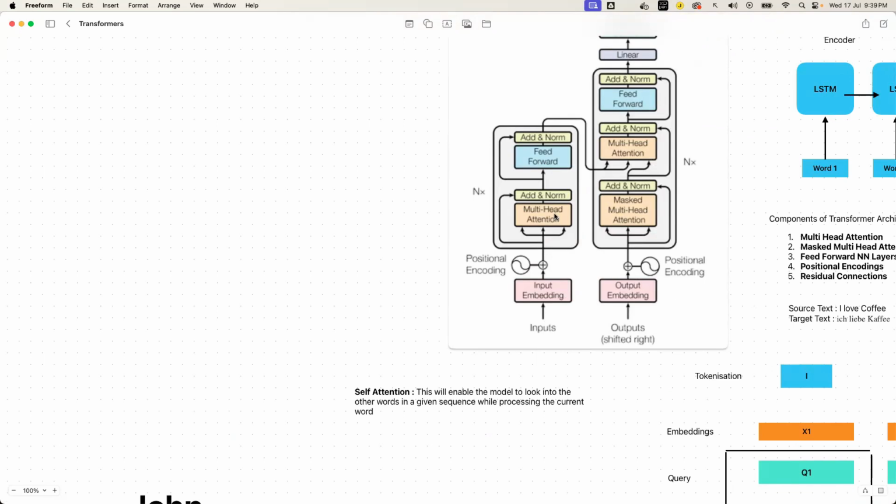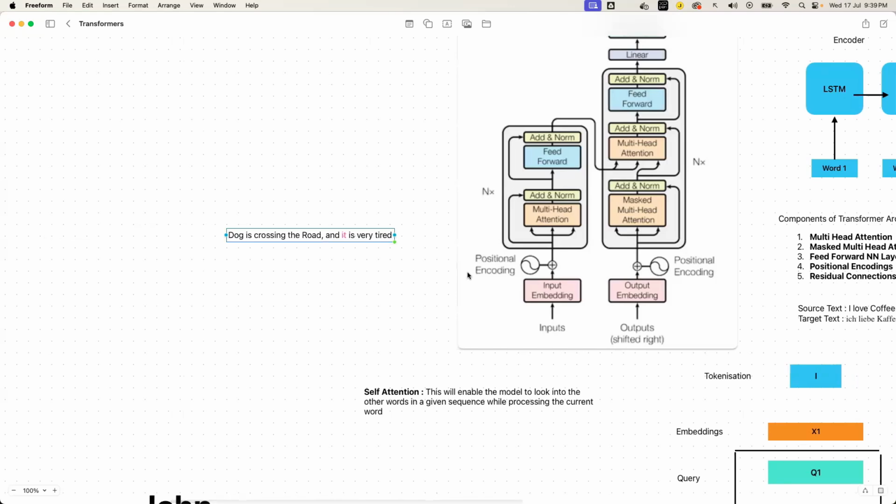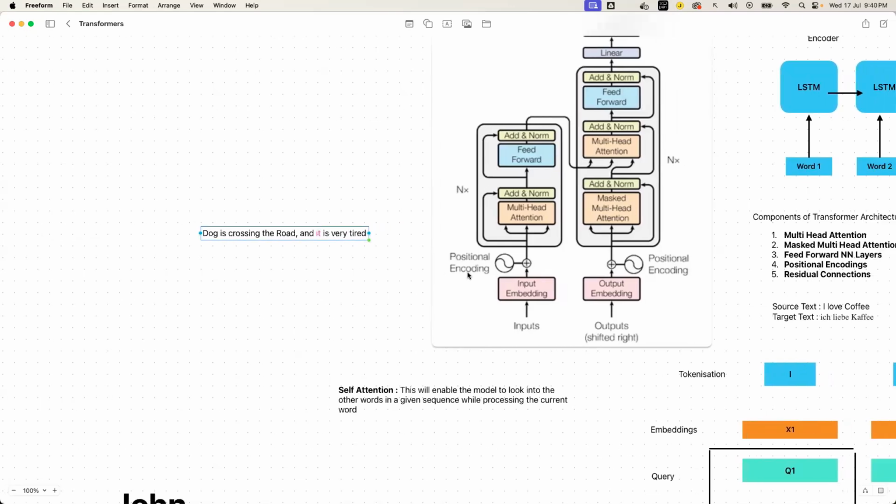Now, why is it? Think of an example that says the dog is crossing the road and it is very tired. Now, if the word it has to learn the relationship with the other words, it's very difficult to learn everything with a single self-attention. So the idea is we'll make use of multiple self-attention layers so that each and every word can learn its relationship to the other words in my given sequence in a much more efficient manner. So that's the idea about this multi-head attention.